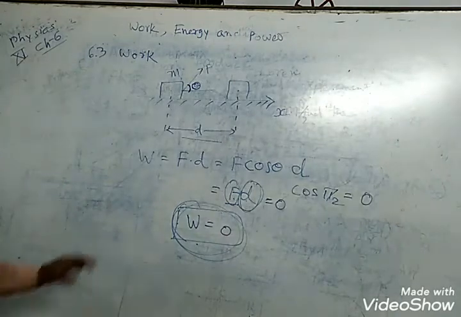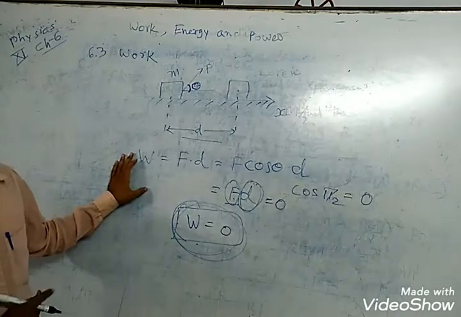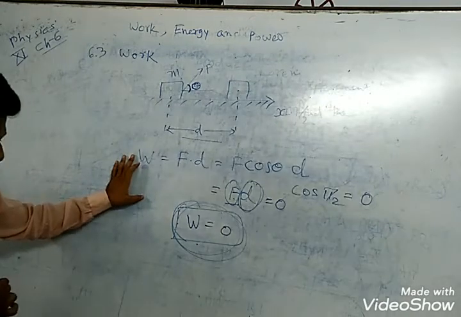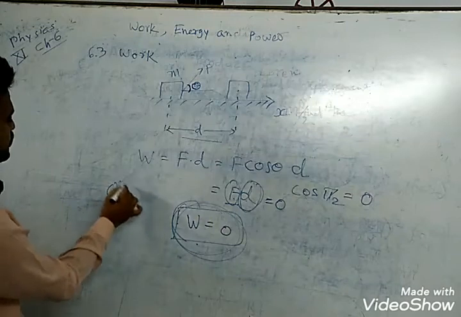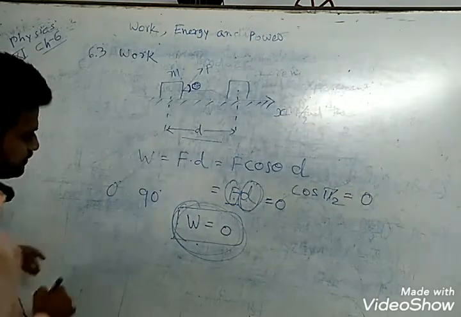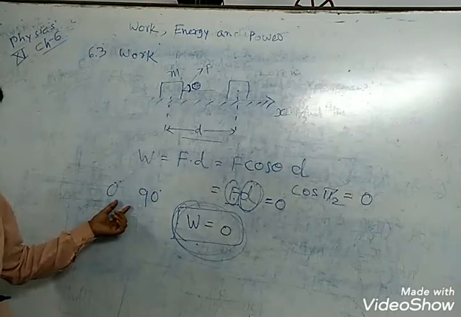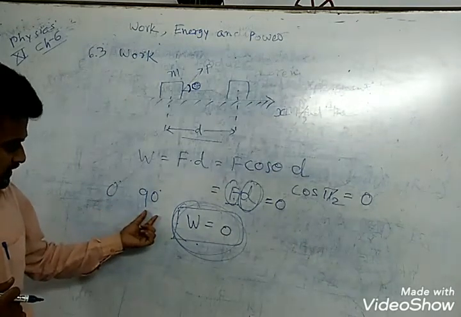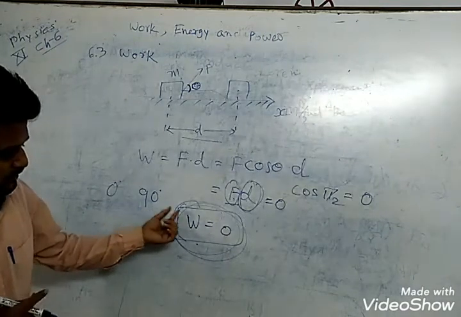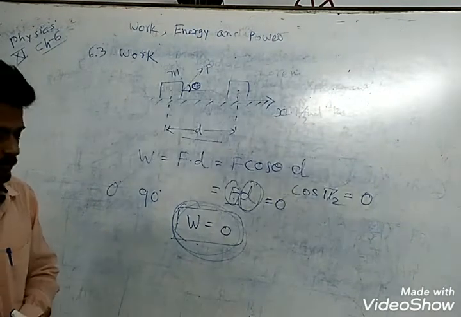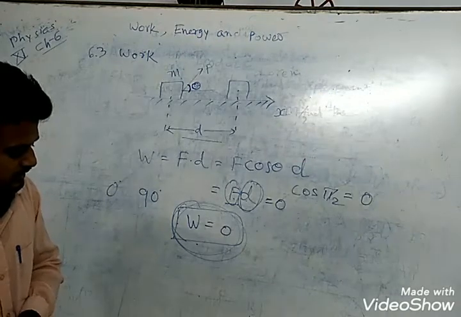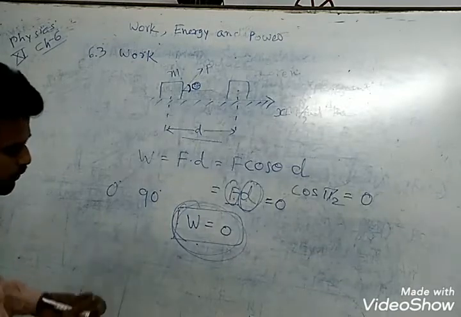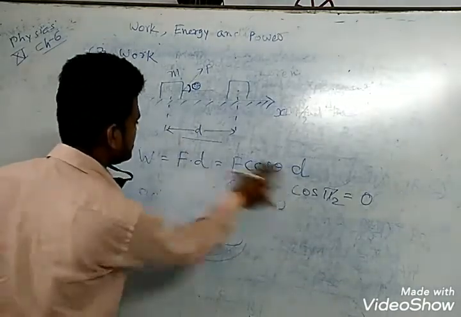Now work can be done in both cases, positive and negative. Now if theta is between 0 to 90 degrees, then cos theta is positive. Now if theta is between 90 to 180 degrees, then cos theta is negative. Okay. Now work and energy have the same dimension.